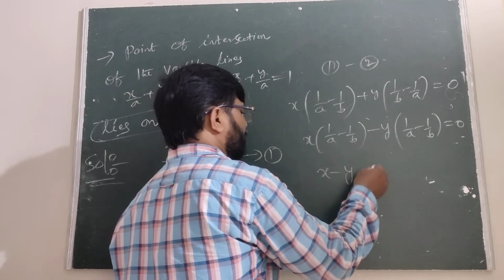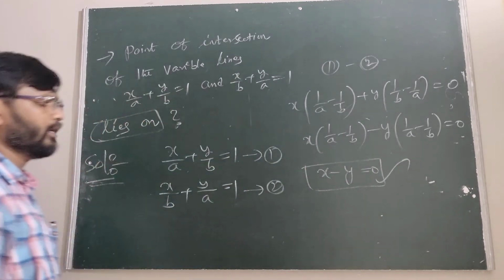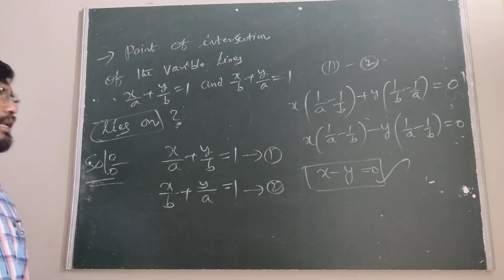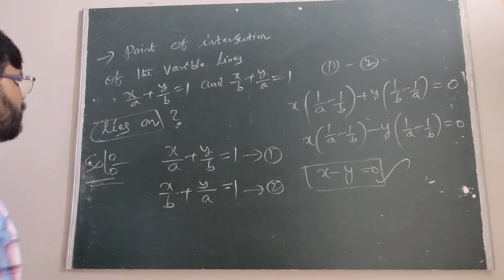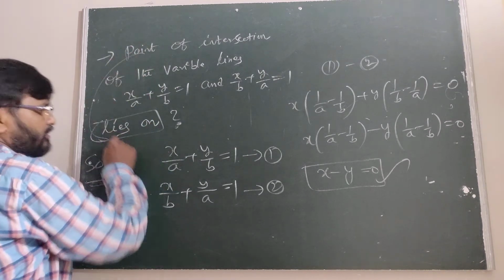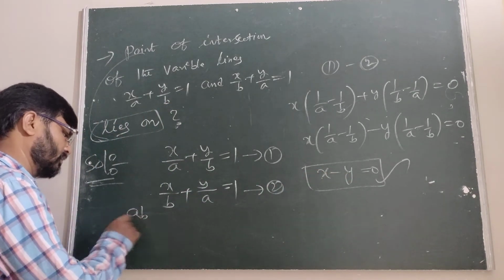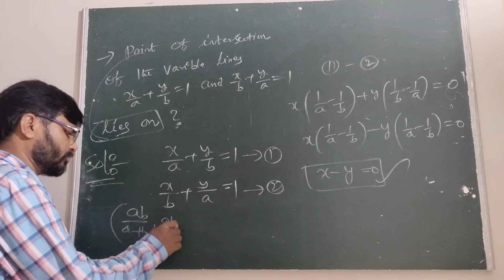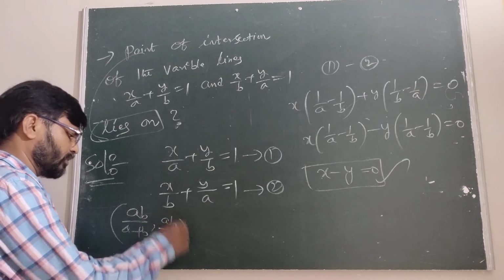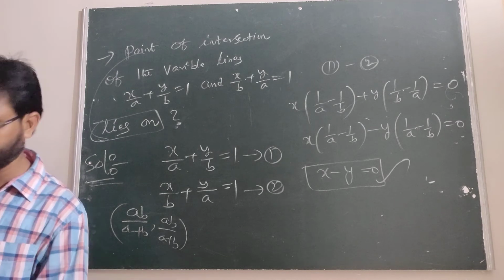We got x minus y equal to 0. Is it okay? We got x minus y equal to 0. This is our required locus. The point of intersection lies on it. Suppose if you are finding the point of intersection, undoubtedly we get ab by a plus b, ab by a plus b. That means x equal to y. That implies x minus y equal to 0. Okay.